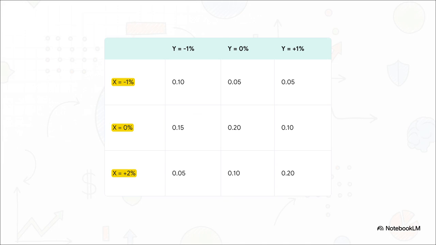Okay, now what's so cool about this table is that it shows us the chances of two things happening at the exact same time. Just look at the bottom right corner there. See that? There's a 20% chance that stock A has its best day, a 2% gain, and stock B has its best day, a 1% gain, on the very same day. This table right here holds the key to their entire relationship.